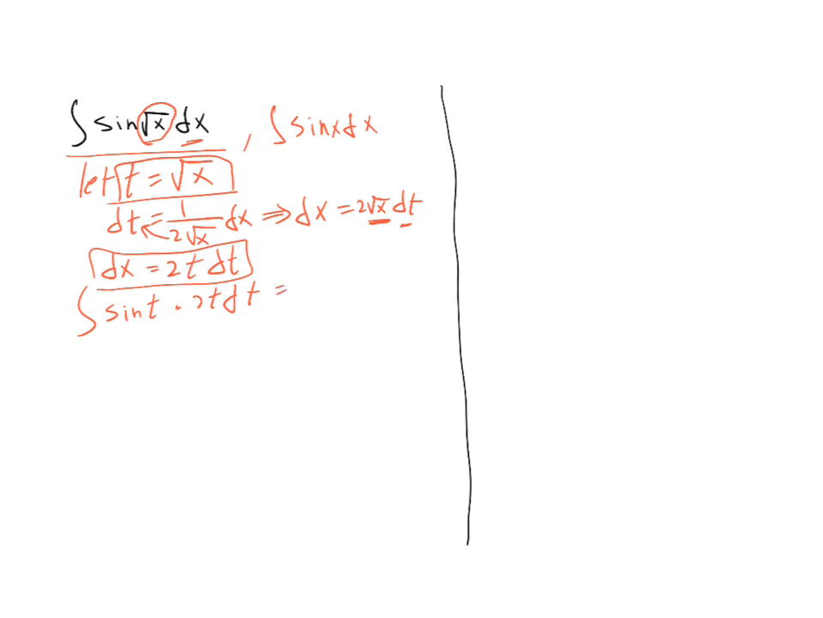So our integration will be: 2 is a constant, we can move it out. Integration of t times sine t dt. Now we have a new integration. How can we integrate this? We have two multiplied functions, t and sine t. We can integrate them by parts.